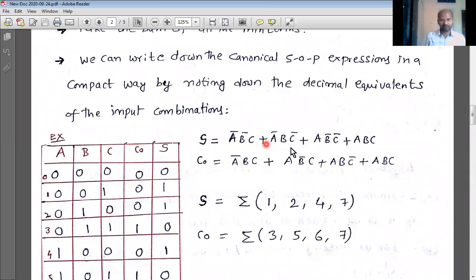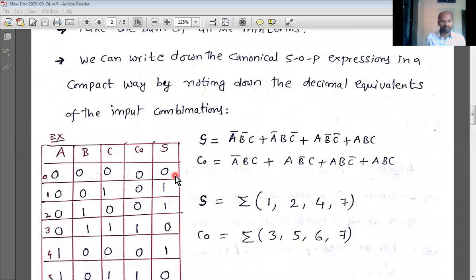It is the canonical form for the sum output. It is the canonical sum of product form for the carry output. Now according to the rules we just stated, we have to identify, let's say we are writing the canonical sum of products for the sum output.